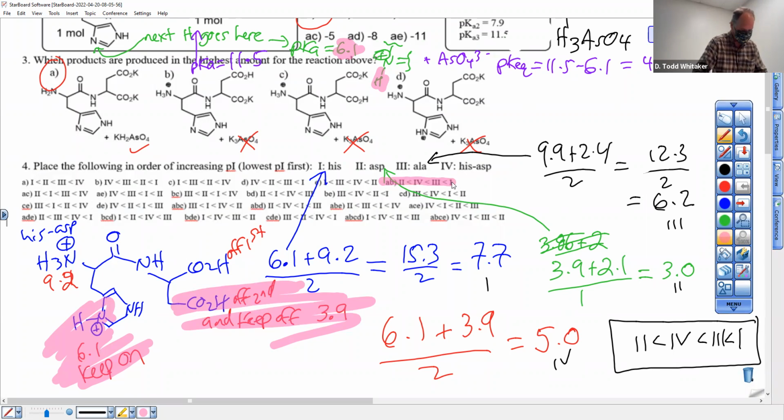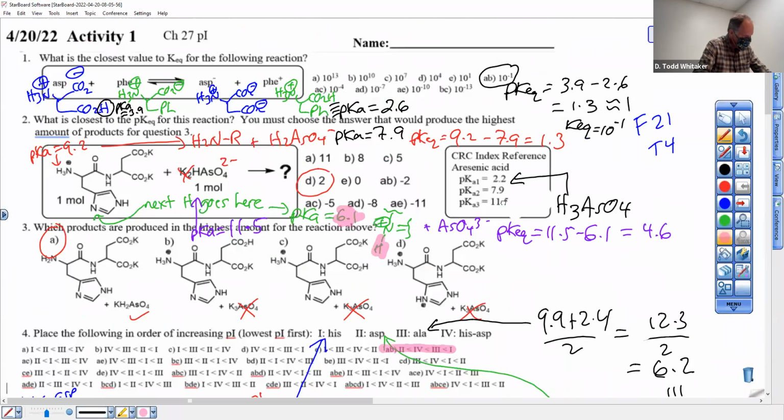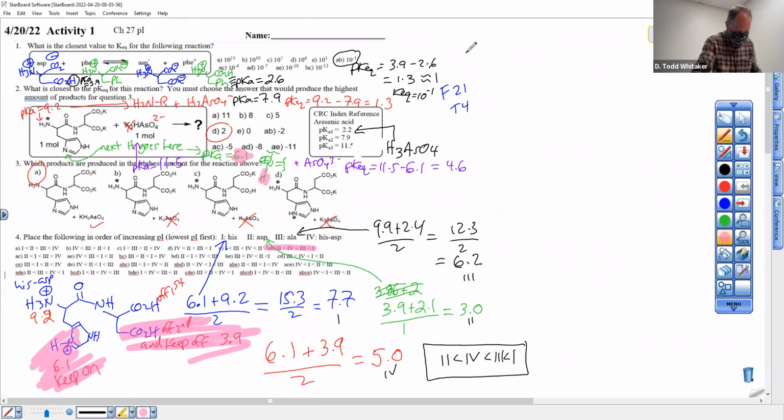Good activity. I don't think question 5 made it to this one. Moving on, we got work to do. We got a question first though.